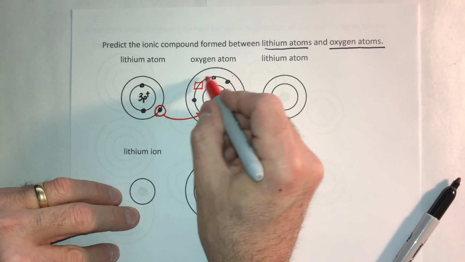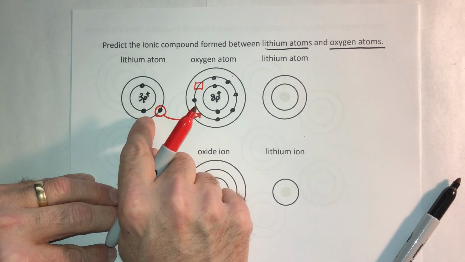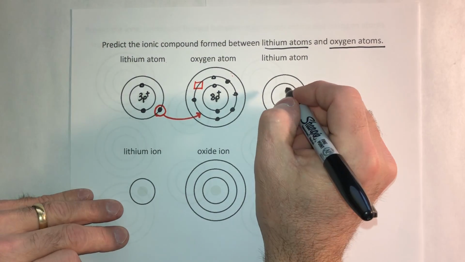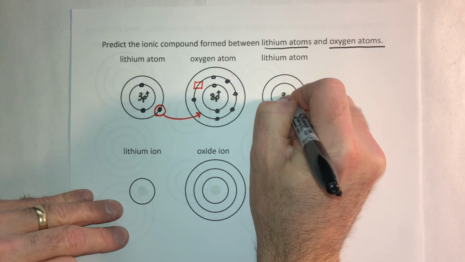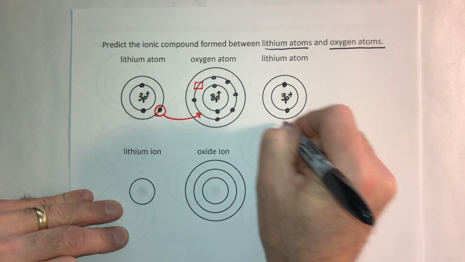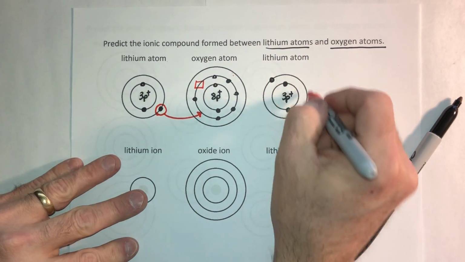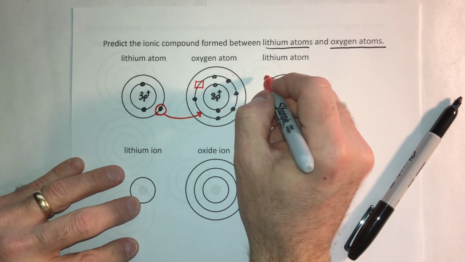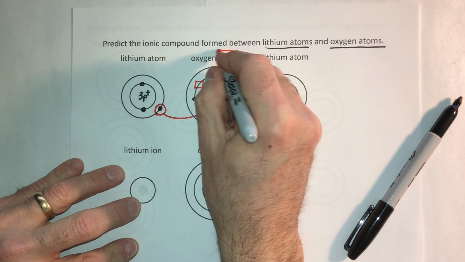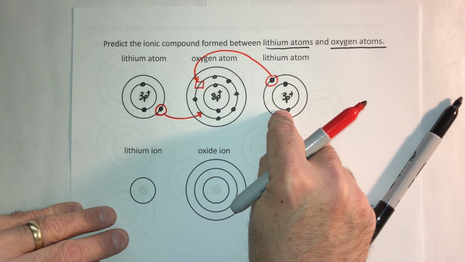It has 6 valence electrons, and so it needs to pick up 2, which means that 1 lithium is not going to do it. What I really need is 2 lithiums. So if I draw myself a second lithium, 3 protons, 2 electrons in the first ring, 1 electron in the outer ring. In order for this lithium to become energetically stable, it would like to take this electron and give it away. If it gives away an electron to the oxygen, it becomes happy, stable, right?